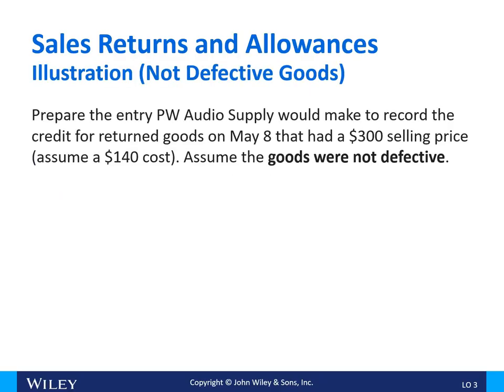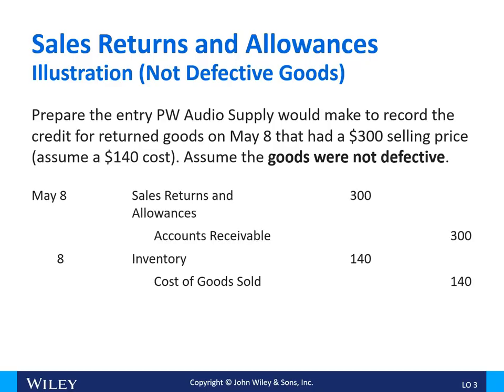So we have some not defective goods that are being returned. So prepare the entry PW Audio Supply would make to record the credit for returned goods on May 8th. Had a selling price of $300, and we're going to assume a $140 cost. Now, this is the same return we saw from SOC Audio's perspective earlier. They returned some goods. From the seller side, here's the entries we would make.